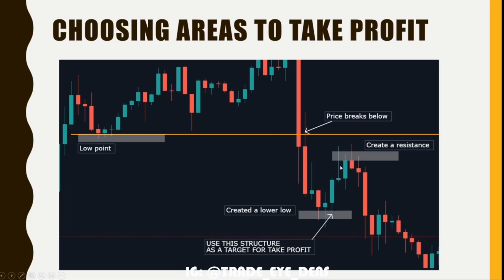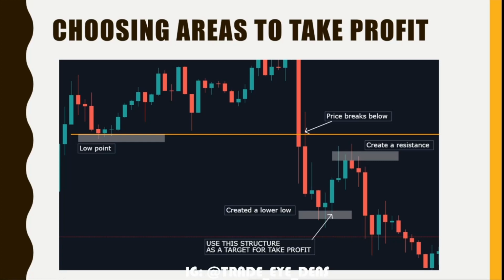So what happened is it moved back up. It created a resistance here. So it created a high. And when candles were forming in the particular direction that I wanted to trade, I took a sell. But the question for this is, where would you take profit?